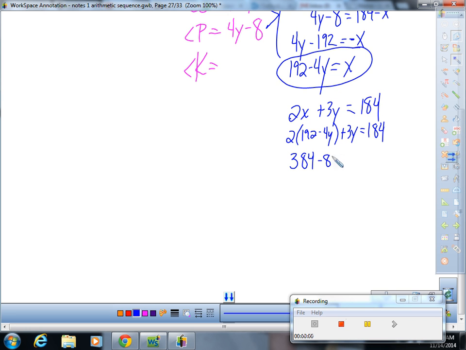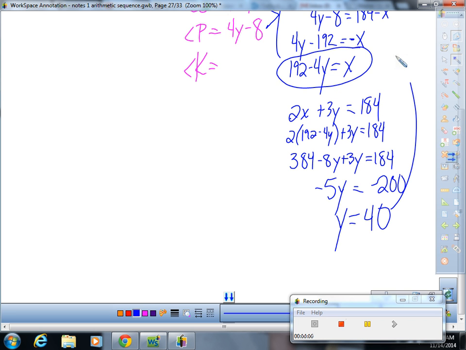384 minus 8y plus 3y is 184. Negative 5y is equal to 184 minus 384, negative 200. All right, so finally, y is 40. Plug it in here. X is 192 minus 160, so 32.